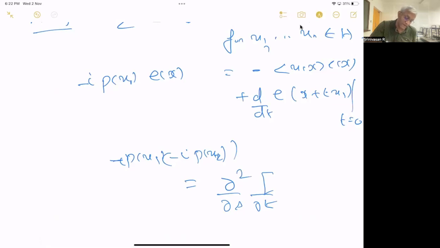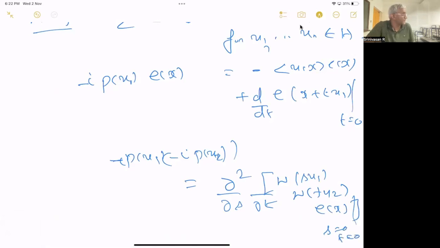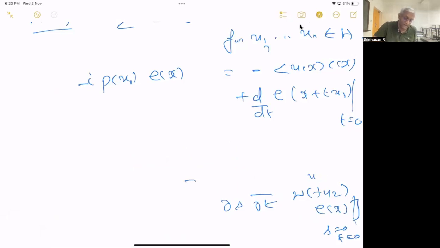Of w of sx, w of su1, w of, it is partial derivative. It's not second derivative. Okay, w of su1, w of su2 acting on some E of x, right? And at s equal to 0, t equal to 0. So you have to treat one. So it's clear, you can compute that. So that is what you compute and show that it is in that domain. I have done it for n equal to 1, so you can do it.